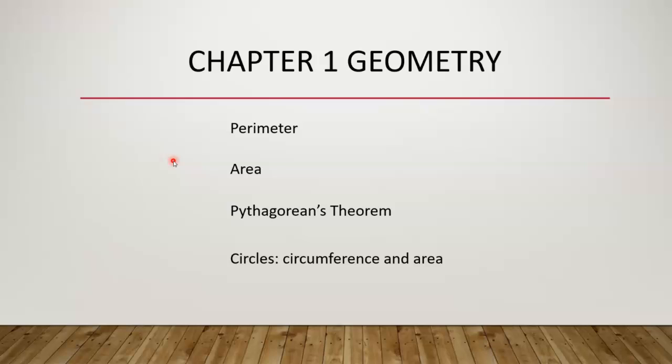Pythagorean theorem, that's a very powerful theorem with right triangles. We'll actually see that as well. And then we'll also see a little bit about circles. Mostly we're just going to deal with circumference and area. You probably have seen these before. If you haven't, that's okay. But that's really what we're going to cover in chapter 1.